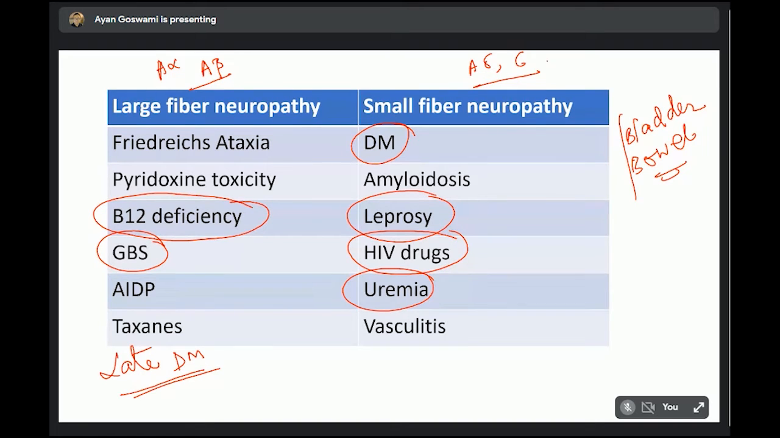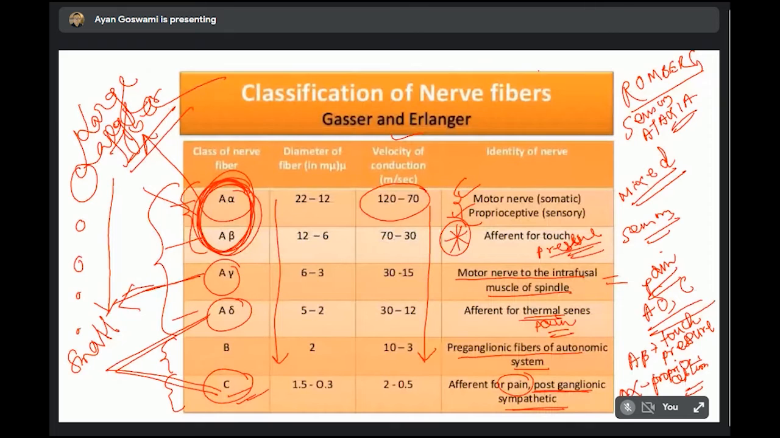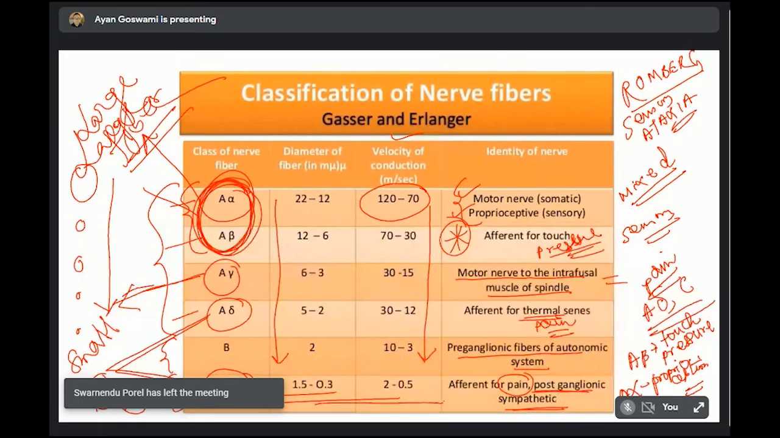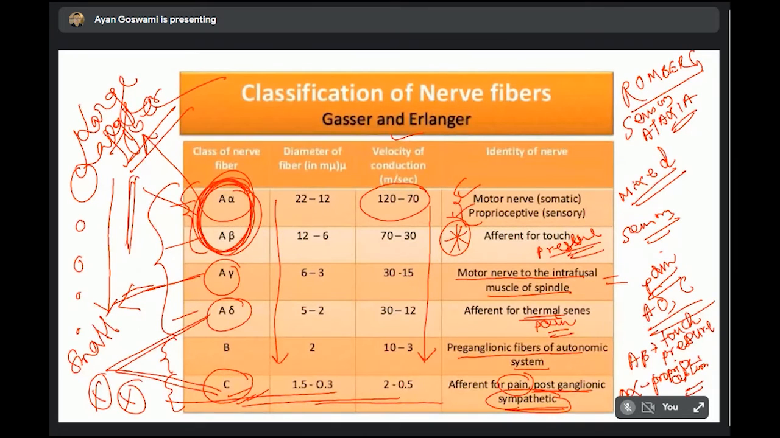Why? A delta and C fibers are affected. Sir, it will be gone. Sir, because it is responsible for the autonomic response, A delta and C. Actually, A delta is not autonomic. Again, come to the classification. You see the C fibers, the last ones, C fibers. They are preganglionic sympathetic, right? So once C fibers are gone, there will be sympathetic disturbances, right? But A alpha, A beta, in case of large fiber, there are no autonomic actions, only motor and sensory, right?